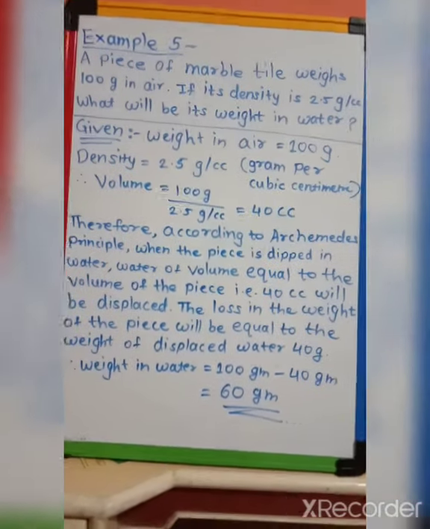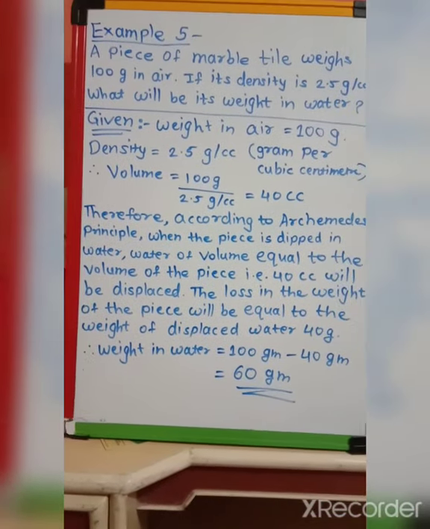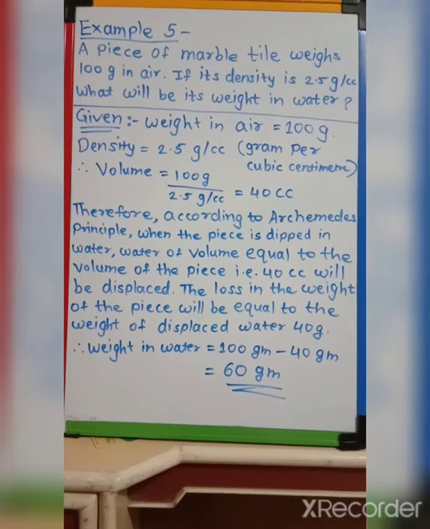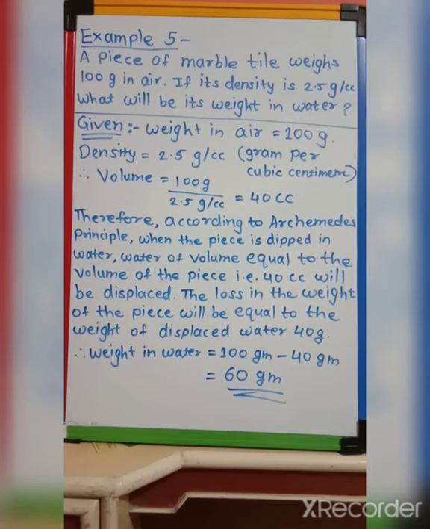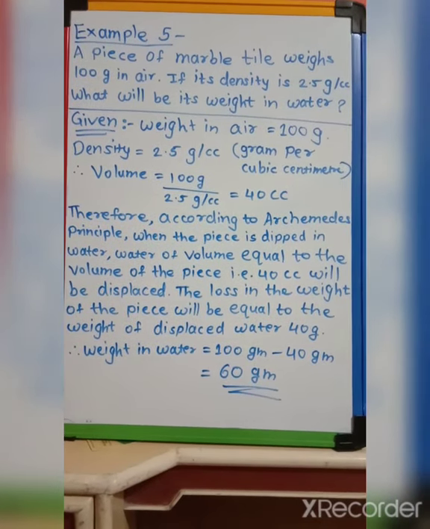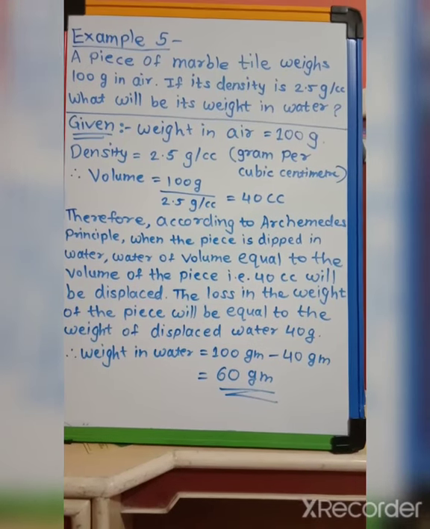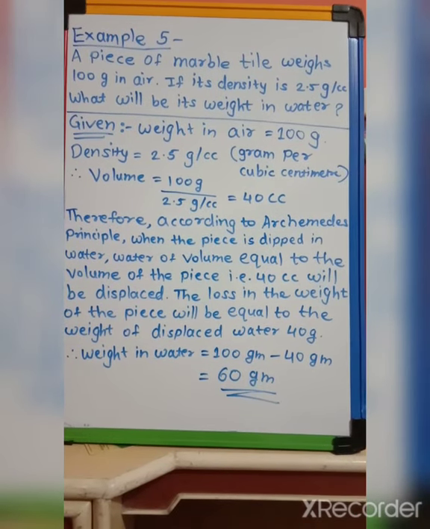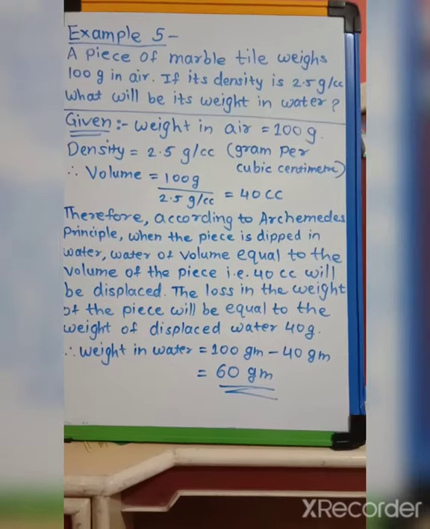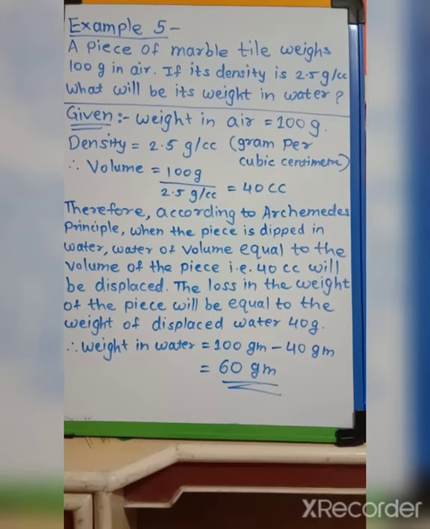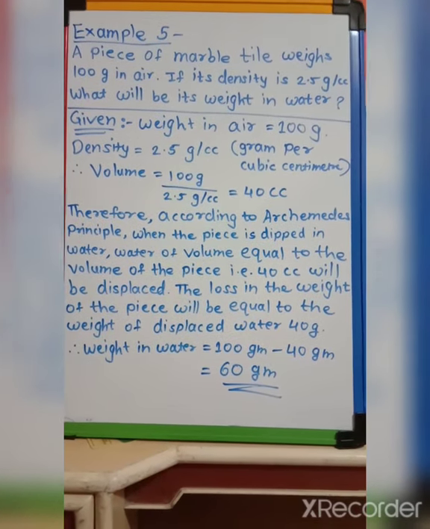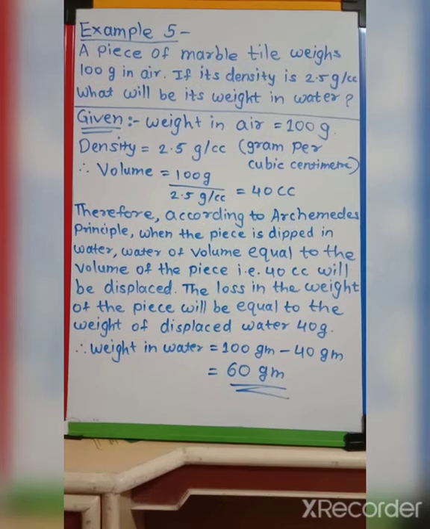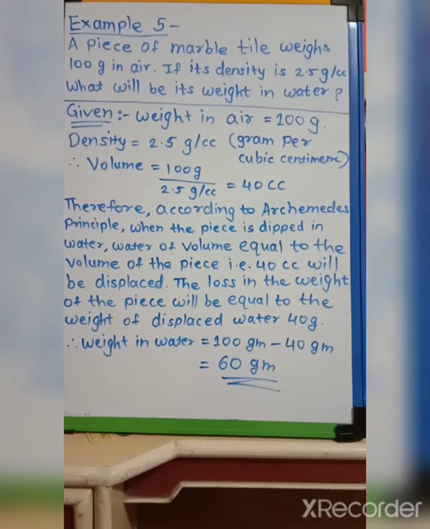Okay, now example number 5. This is the last example. A piece of marble tile weighs 100 gram in air. If its density is 2.5 gram per cc, what will be its weight in water? What is given over here? Weight in air is 100 gram. Density is given 2.5 gram per cc.